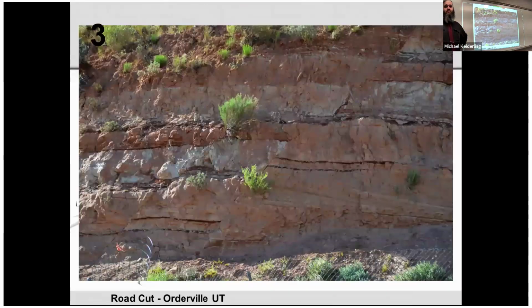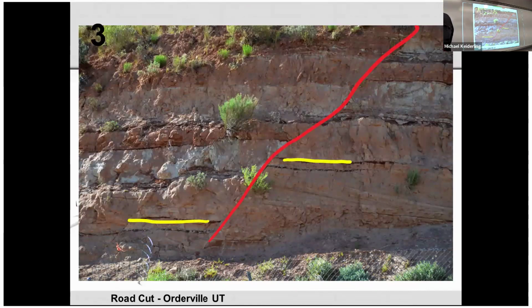Number 3, again, this is a road cut in Orderville, Utah. Let's identify the fault plane, leaning from left to right across the image. See the double brown lines towards the bottom of the image? These used to match up with each other. Thus, this is a normal fault, formed through tension or divergent motion.